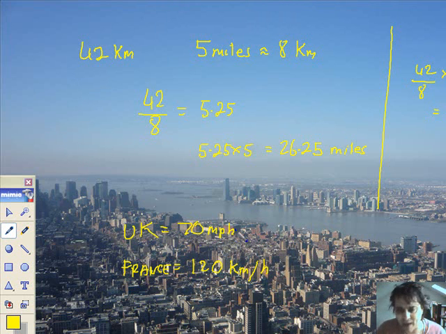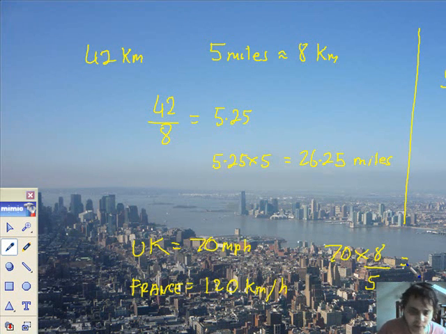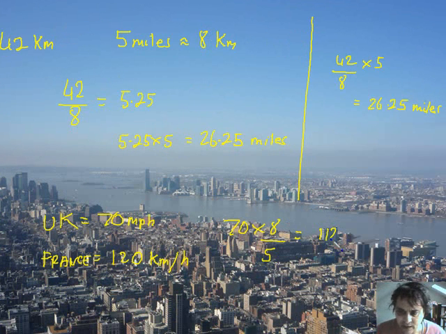Well, I can convert my miles per hour into kilometers per hour, because we know that to change miles into kilometers, we simply multiply by 8, then divide by 5. So if I take my 70, I'm going to multiply by 8 and then divide by 5. I get the answer straight away. So 70 times 8 divided by 5, bam, that gives me 112 kilometers per hour. I think that's correct. So which is faster? It's faster in France. Who is correct?